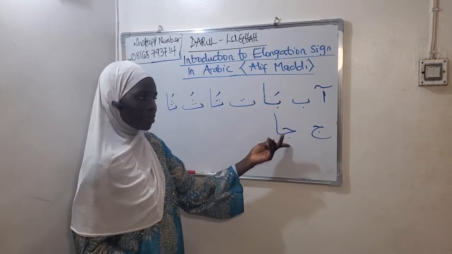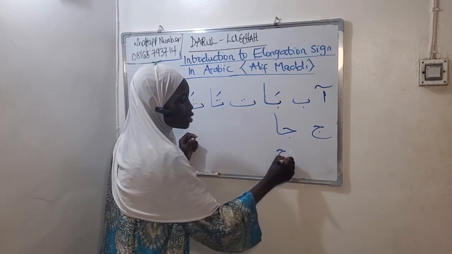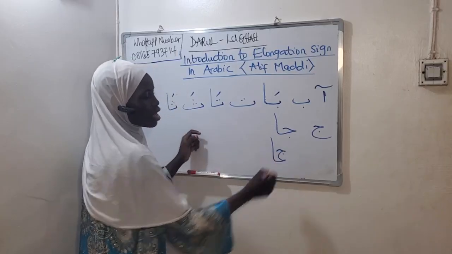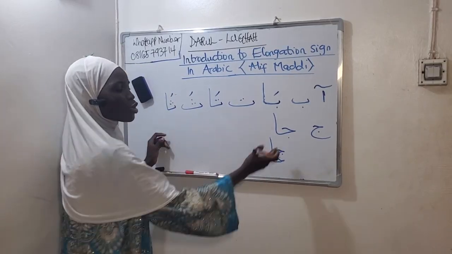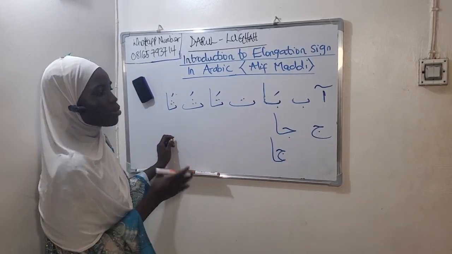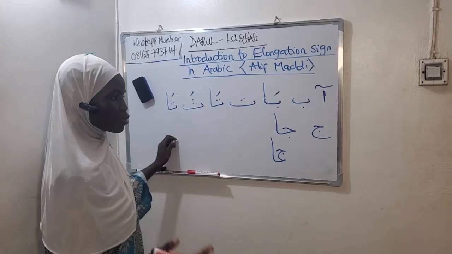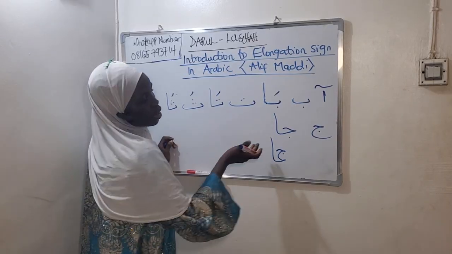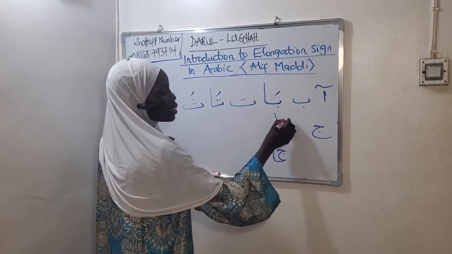This is a small letter Jim. We cannot write the Alif Maddi like this. It doesn't make any sense, so we have to use the small letters. But we're going to talk about small letters in our upcoming videos. Now Jim, Fatia, Alif Maddi. Ja.